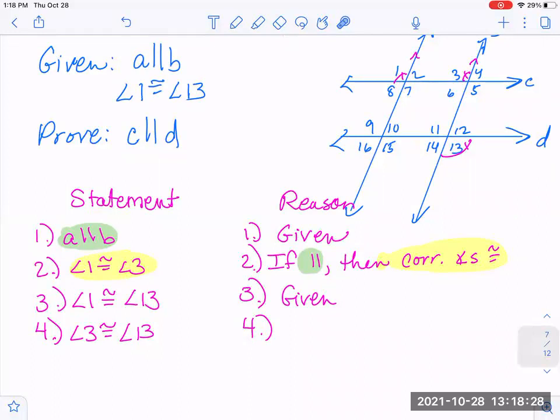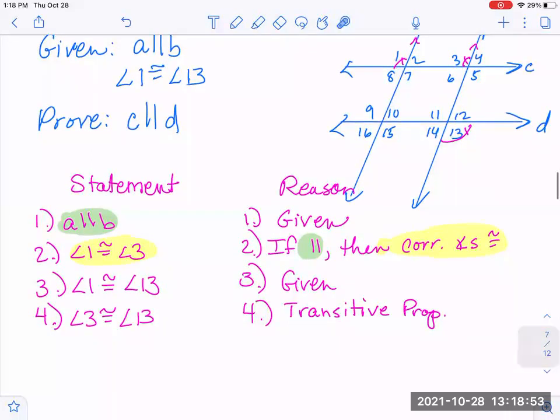Kevin? It's the transitive property. Good job. So this is the transitive property. 1 is congruent to 3. 3 is congruent to 1, 1 is congruent to 13, 3 is congruent to 13, transitive property. Now that I have that, I can say C is parallel to D.